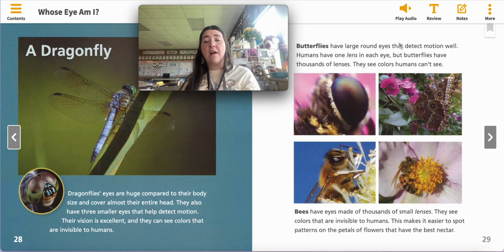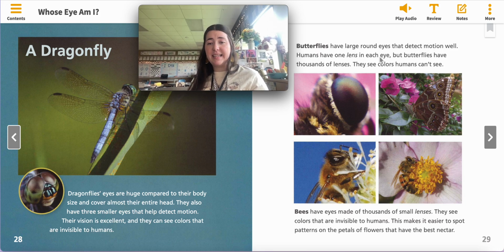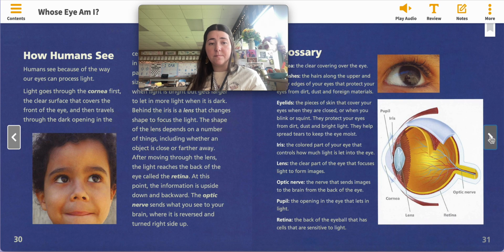Butterflies have large round eyes that detect motion well. Humans have 1 lens in each eye, but butterflies have thousands of lenses. They see colors humans can't see. Bees have eyes made of thousands of small lenses. They see colors that are invisible to humans. This makes it easier to spot patterns on the petals of flowers that have the best nectar.